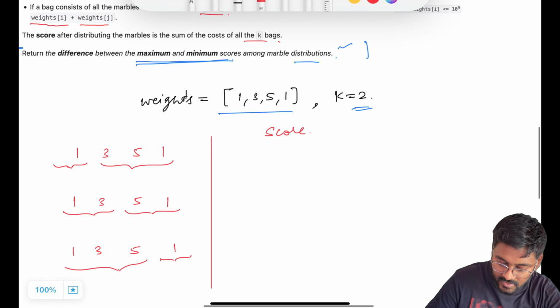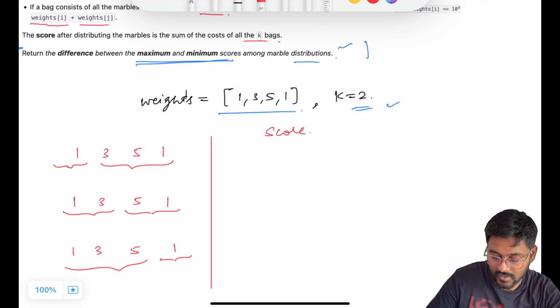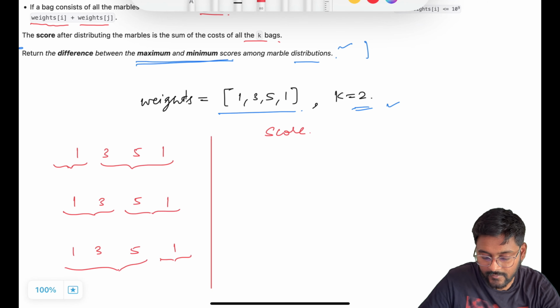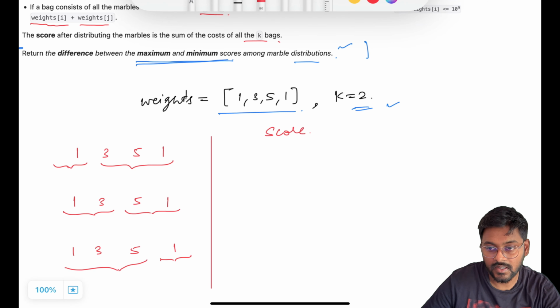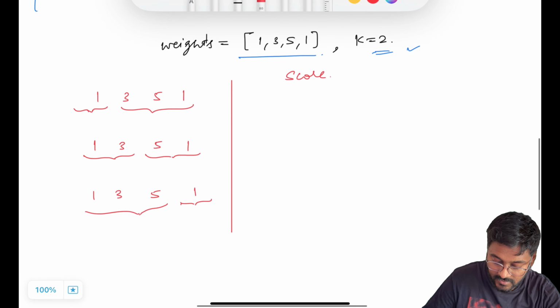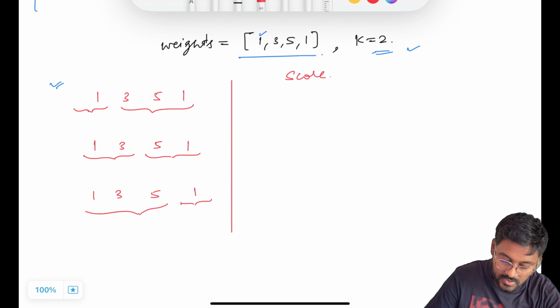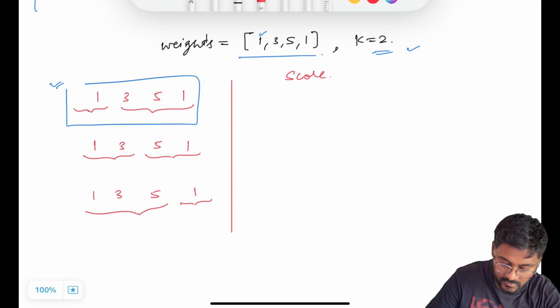Here, the weights array is given to us. Along with that, an integer k is also given. We have to divide these marbles into k bags. Let's say in this section I have divided the marbles into k bags. Firstly, let's say the first marble is in the first bag and all the other marbles are in the second bag. The distribution will look like this.